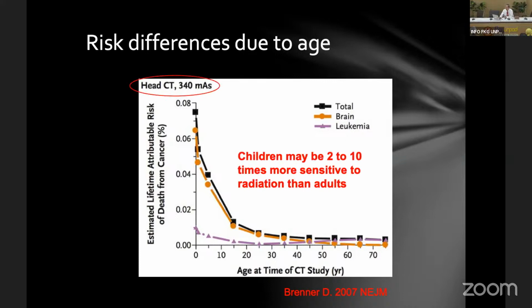The CT study shows that children may be 2 to 10 times more sensitive to radiation than adults. That's why in the US we have a movement called Image Gently for children.